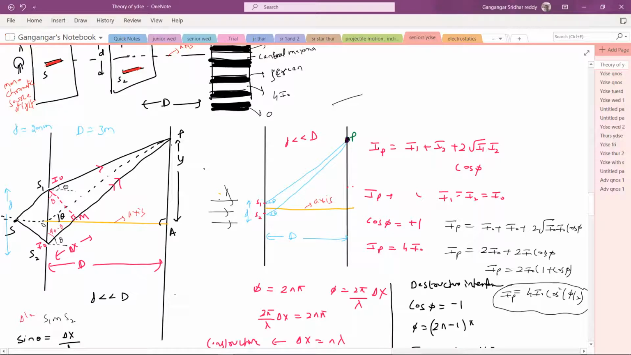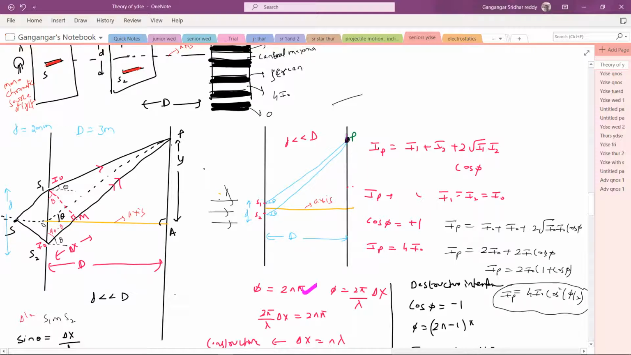So why will it be 4 I naught? The reason is that if the rays arriving at point P have a phase difference equal to 2n pi, then this will be 4 I naught intensity.